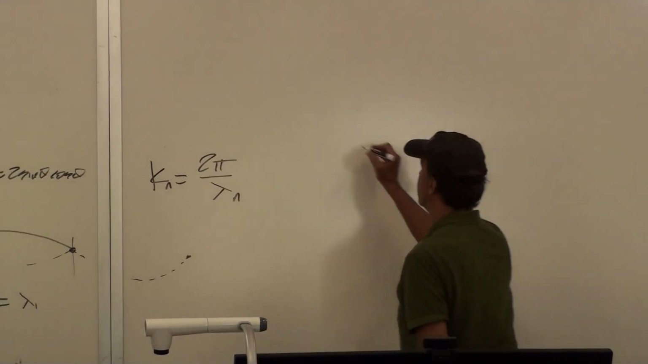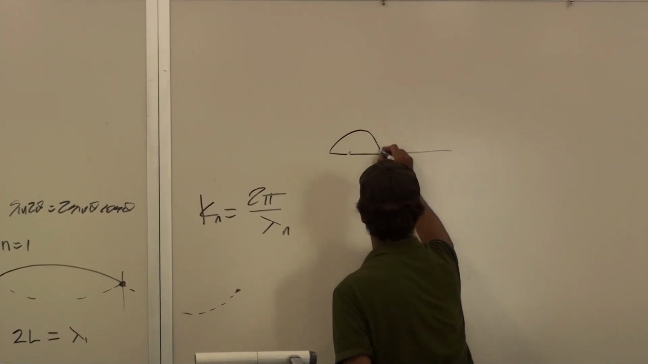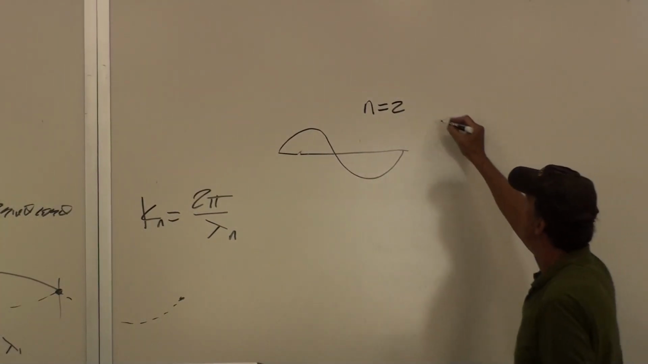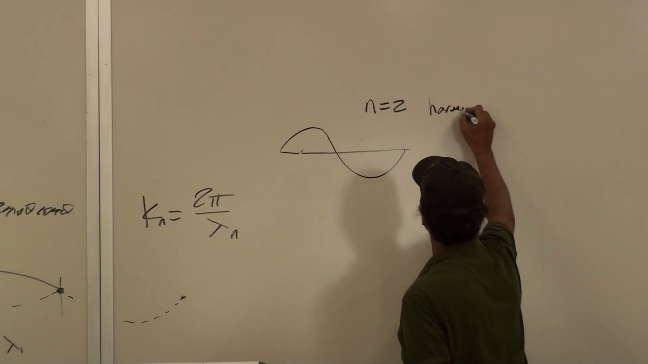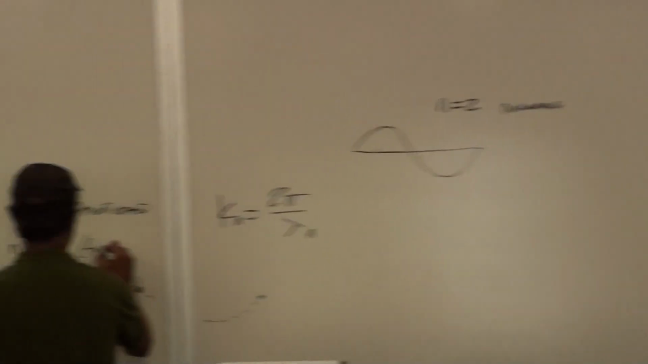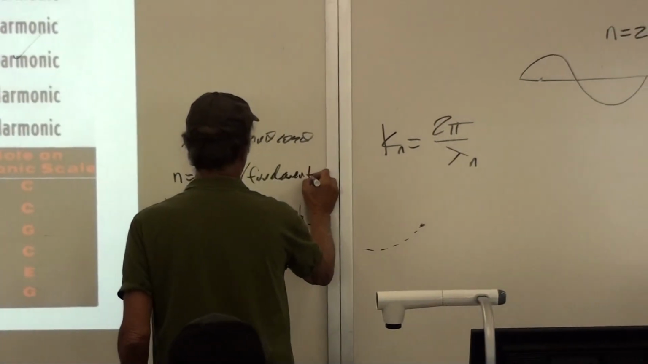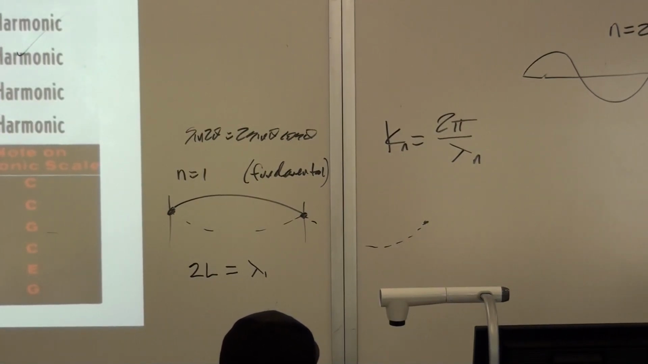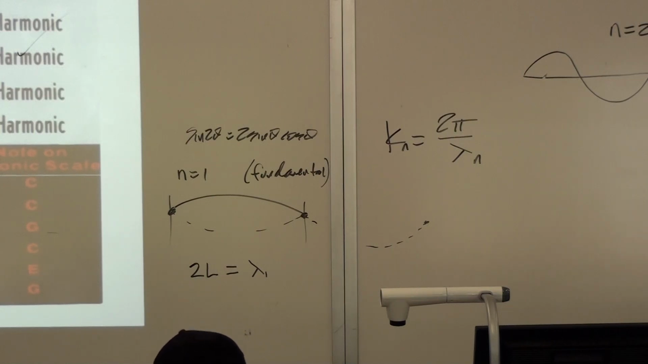What about for the second harmonic? This is n equals 2. This is also called the first overtone. This is also called the fundamental. I'm giving you these terms, but I'm not necessarily going to be using them a lot because it's confusing to go back and forth between them. But a lot of times if you're talking about the fundamental, you're talking about the lowest possible frequency and the longest possible wavelength.